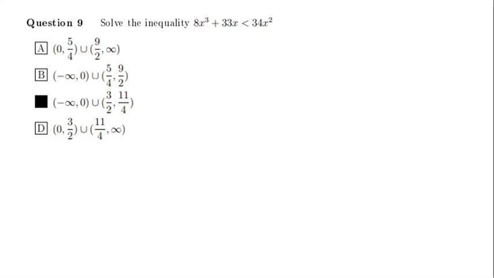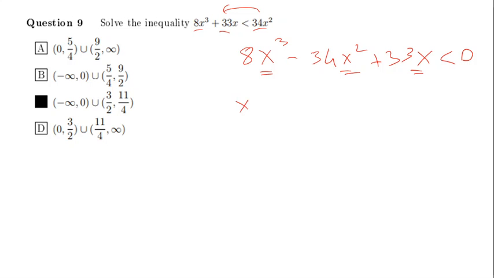Solve this inequality. It says 8x cubed plus 33x is less than 34x squared. So when you do this, this is 8x cubed. Send this one to the other side and order the terms: 8x cubed minus 34x squared plus 33x less than 0. Now x turns out to be the common factor here. You have x times 8x squared minus 34x plus 33 less than 0. Now can we try to factor this? We have 33 here, and the roots, we have 3 and 11.